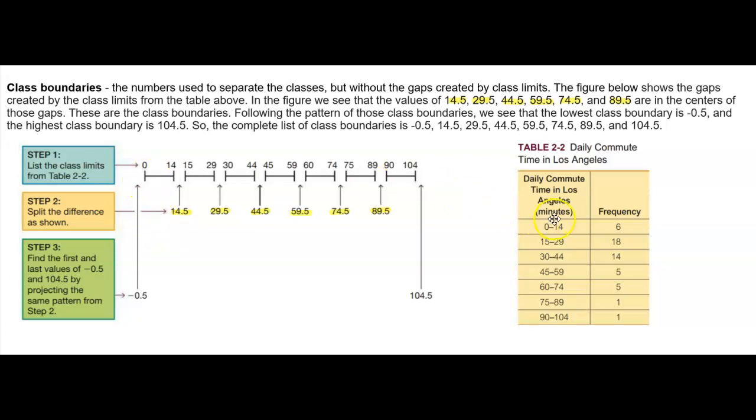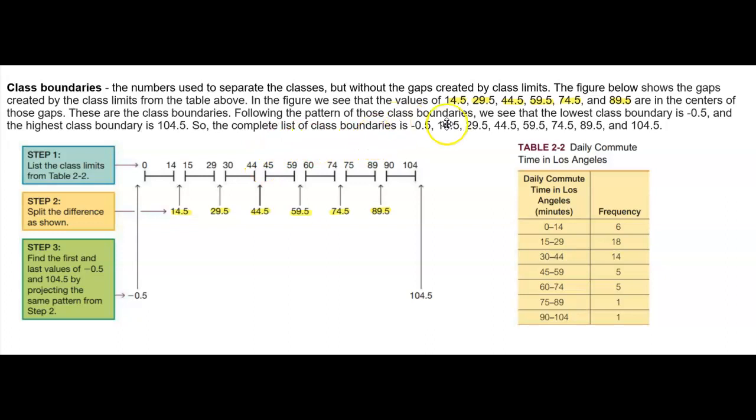So here's your class limit from 0 to 14. And then you have the next class that starts at 15 to 29. Well, this number 14.5 is in the middle there. Same thing here. We go from 15 to 29, and then from 30 to 44, and then we have 29.5 that's in the middle. That's why they're saying those are the centers of the gaps. Now, these are called the class boundaries.